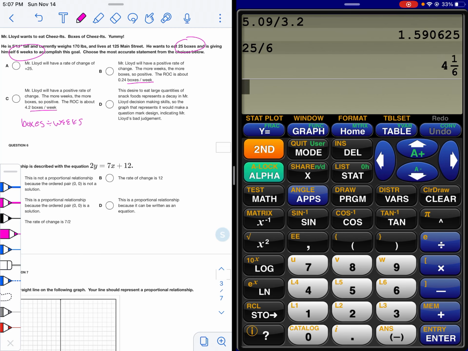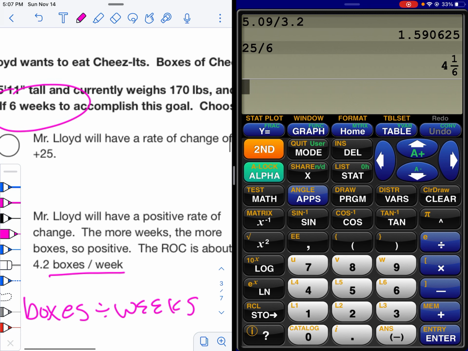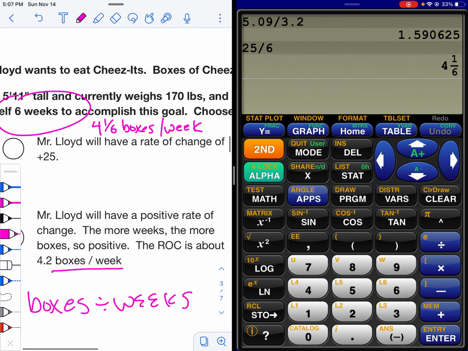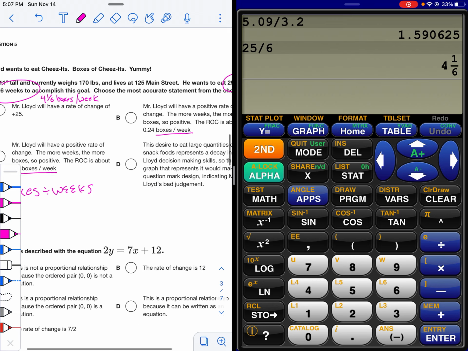25 divided by 6. Sorry for the confusion. There's 4 and 1/6, so we'll just leave it as 4 and 1/6 boxes per week. All right, that's what I'm supposed to eat if I want to accomplish my goal.